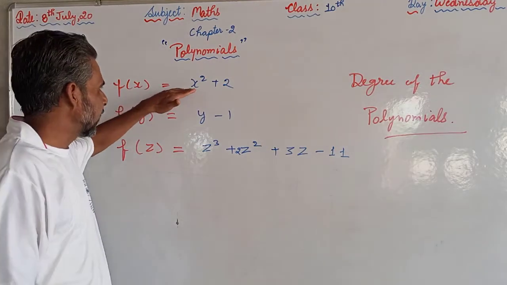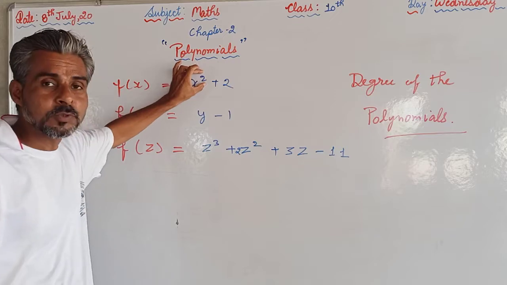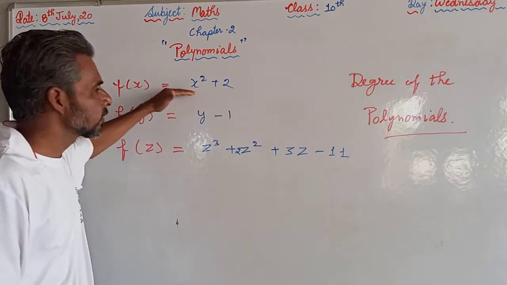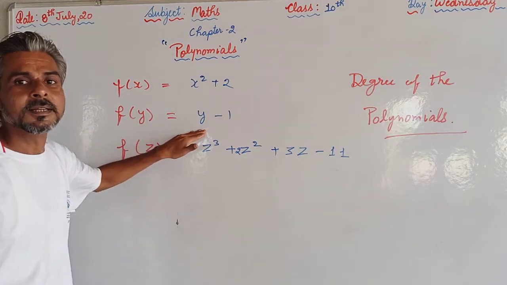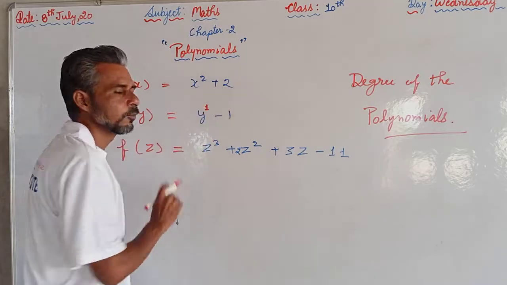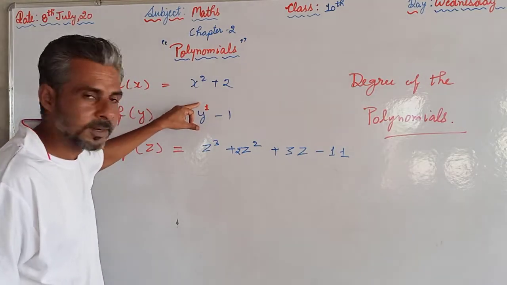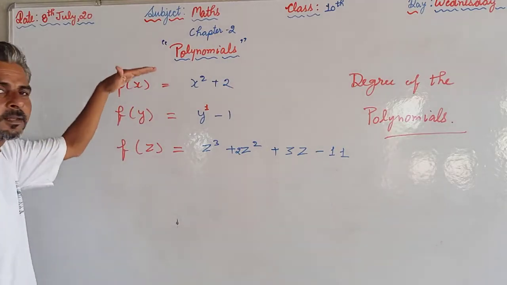अब वेरिएबल यहाँ पे क्या है? x की पावर कितनी है? 2. So 2 is the degree of this polynomial. First one. Second one, वेरिएबल क्या है? y. डिग्री कितनी है? कुछ नहीं है. जहाँ पे कुछ नहीं है मीन्स वहाँ पे 1 है. मीन्स डिग्री 1. Now what is the degree of this polynomial? 1. Now we will consider the third one.